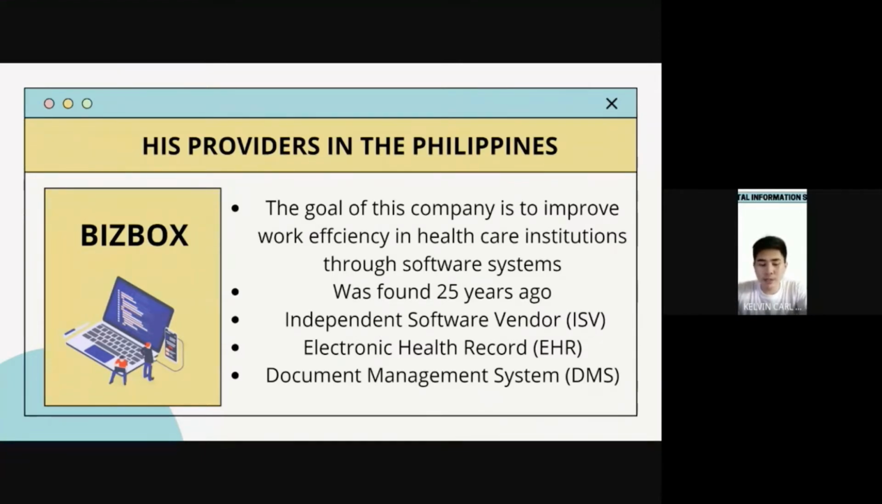It has fully integrated systems such as electronic health record or EHR and document management system or DMS that will streamline tasks and help services.